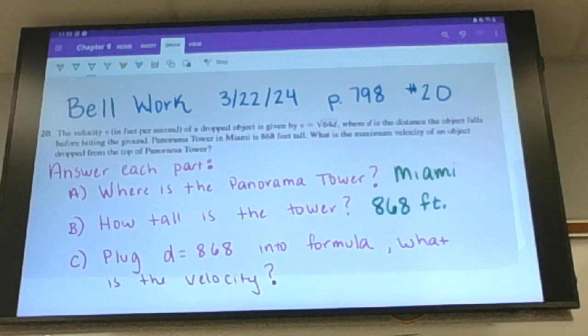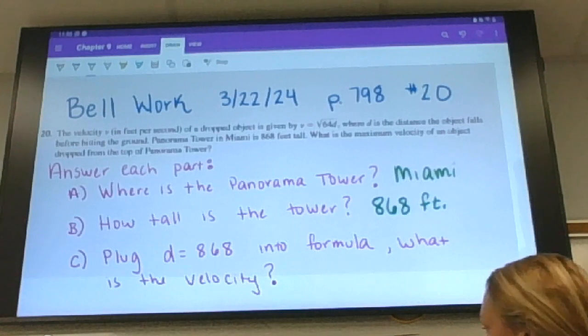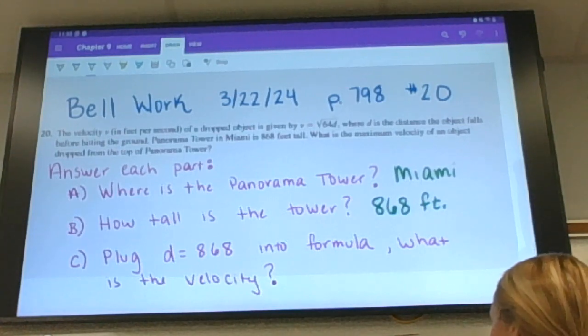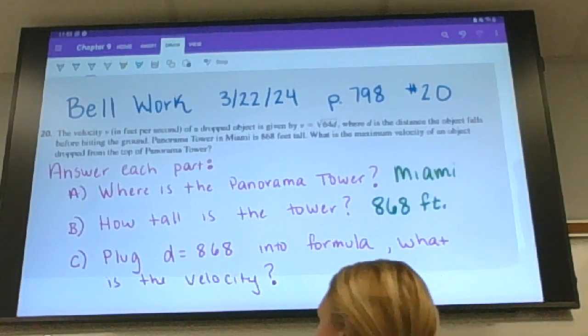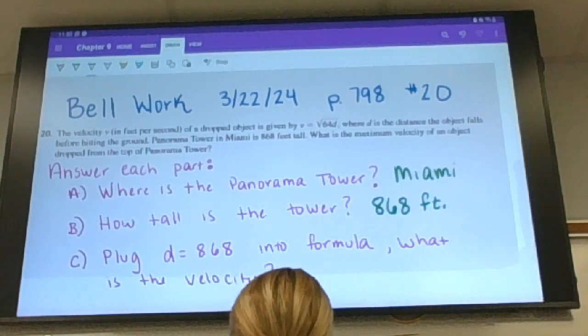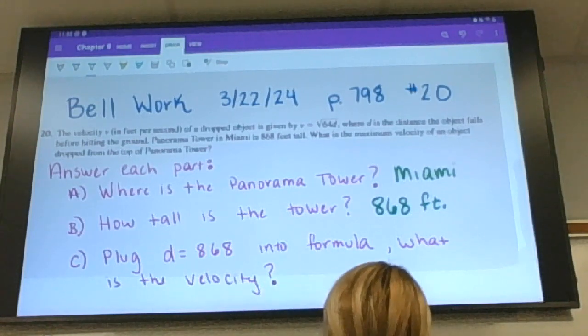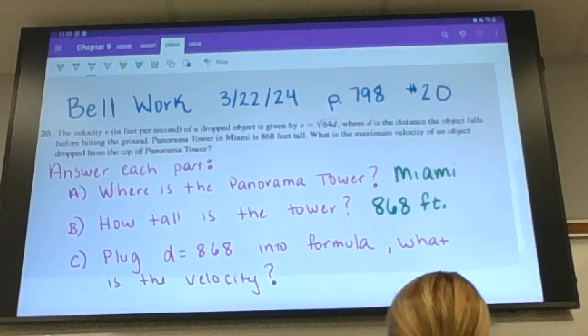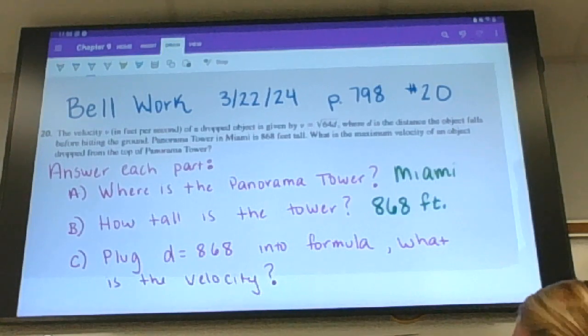I'm going to use the squiggle because we're going to round it. 236. This is feet per second. Okay, so that's how many feet per second. I went ahead and converted this. And so I'm going to answer in a complete sentence. An object falling 868 feet has a velocity of, it's 160 miles per hour.